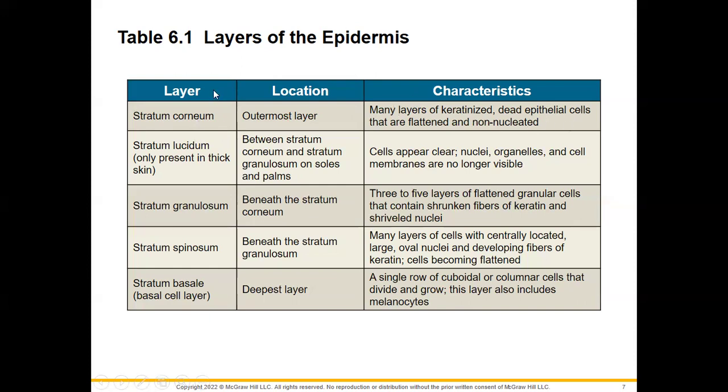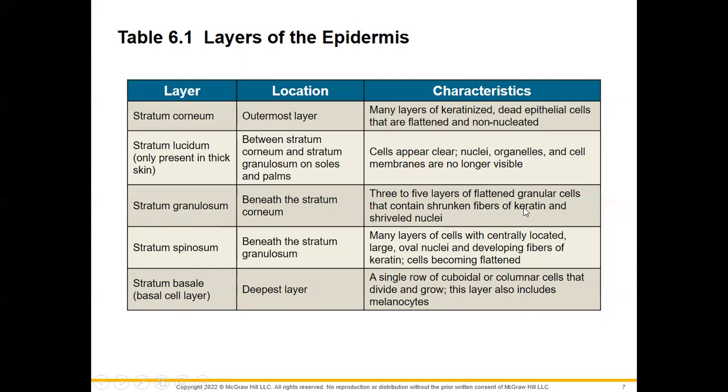All right, so the layers of the skin from deep to more superficial. You have the stratum basale, or the basal layer, a single row of cells. You have the stratum spinosum, which is the next superficial layer. There are many layers of these cells that have nuclei that are centrally located and oval shaped. This is where the cells are going to start producing keratin fibers and starting to look more flattened. Superficial to that, you have the stratum granulosum, the grainy layer of cells.